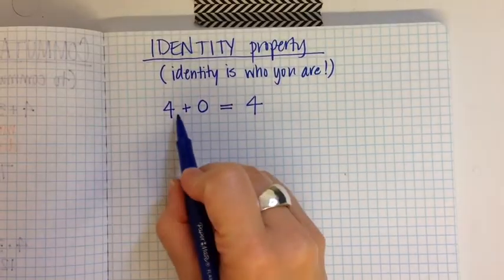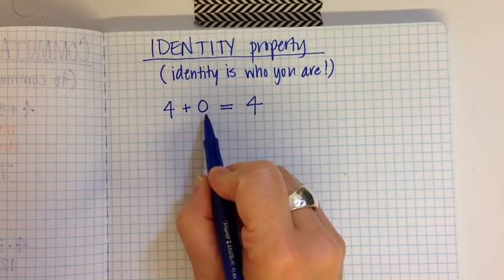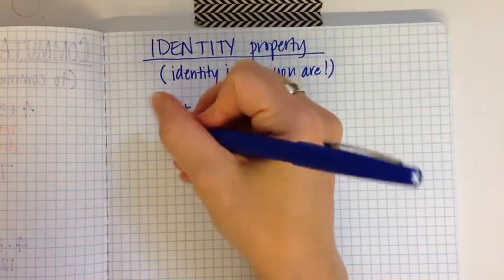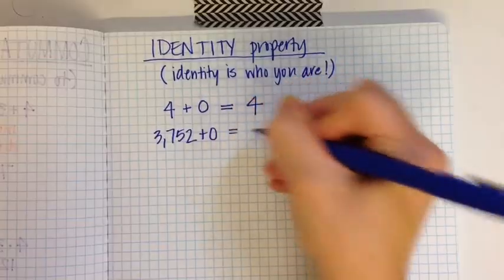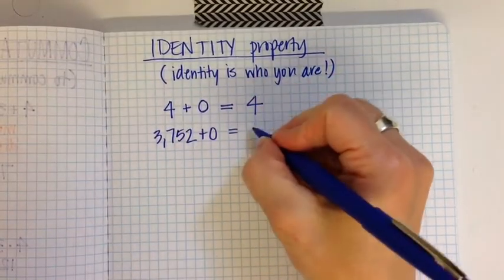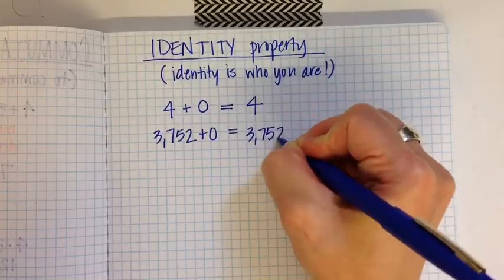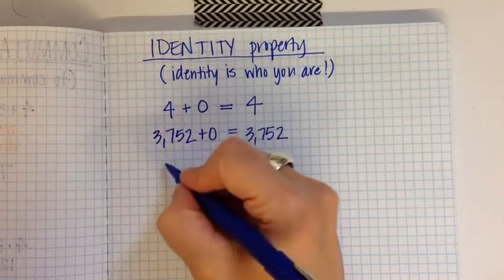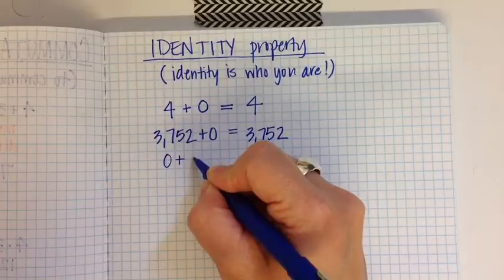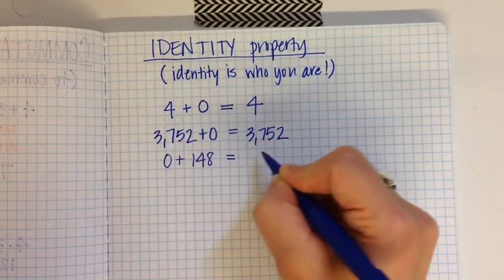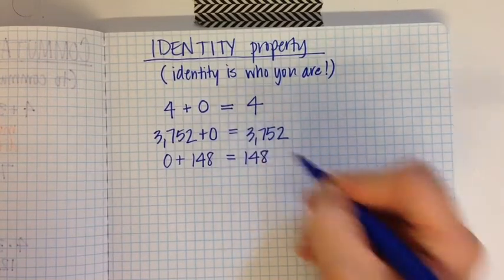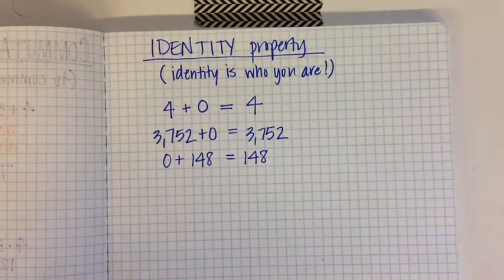So as I was saying, we can add 0 to any number. We could add 0 to infinity. We could add 0 to 3,752. And it's not going to change the identity of that number. I could even start with 0, and I could do 0 plus 148. And I'm still going to get 148. Okay? So if I add 0 to any number, I'm going to be left with that number. So it doesn't change the identity.